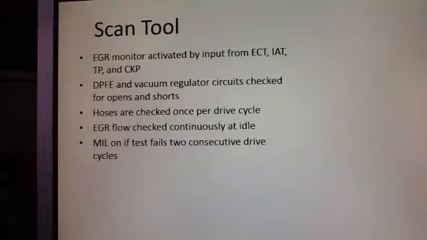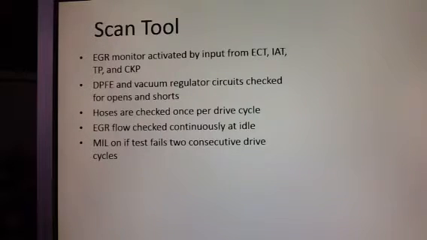With our scan tools, EGR is monitored. The EGR monitor is activated by input from the engine coolant temperature sensor, our intake air temp, our throttle position, and our crank position sensors. We do have our DPFE and our vacuum regulated circuits, and we are checking those for opens and shorts. We need to be able to look at different hoses with the scan tool, and they are checked once per drive cycle. The computer is checking those all through that to make sure that there are no leaks in the system. And once again, that goes back to that sensor being able to look at the pressure inside, in your linear flow rates of the EGR.